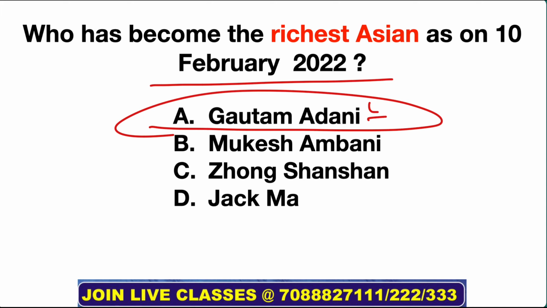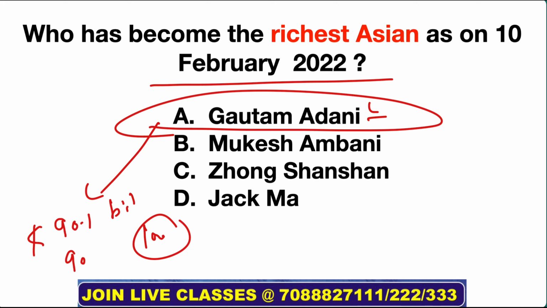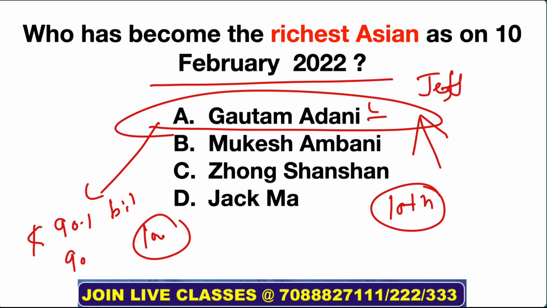The total worth of Gautam Adani is $90.1 billion, while Mukesh Ambani is at 90 billion. So there is a very little difference, a 100 million difference. Next question: in the overall world, what is his rank? What is the rank of Gautam Adani in all of the world? His rank is 10th. And who is number one in the world? It is Jeff Bezos.